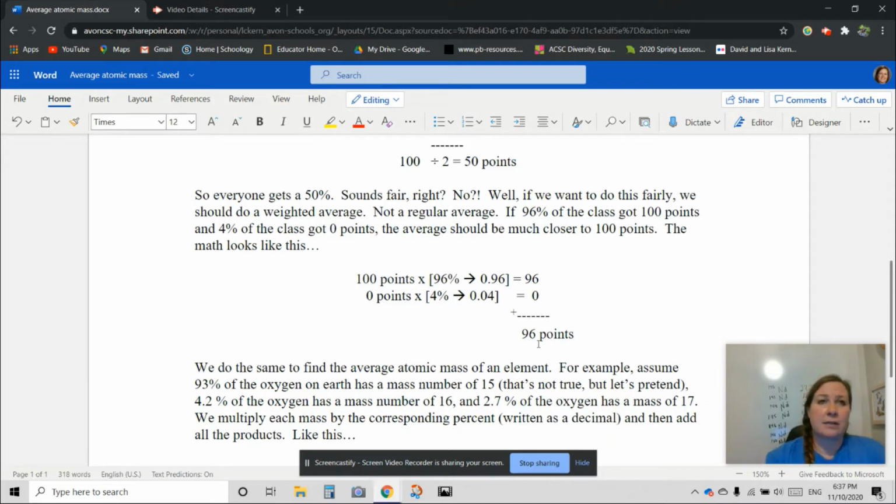Then I ask the class, is that fair? If I give everybody a 96, is that a fair representation of the average of what you earned? And yes, that's a lot more fair. Still, for the kid that gets a 0, maybe that's not quite right, but that's okay.